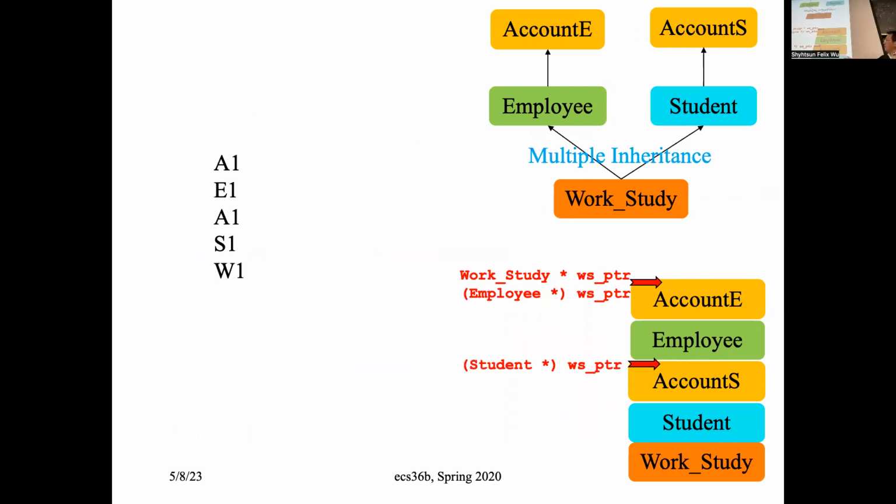So for multiple inheritance, the layout looks like this. You have a chunk of memory representing work study. You have a chunk of memory for student. You have a chunk of memory for the student's version of account. And then you have a chunk of memory for employee. You have a chunk of memory for the employee version of account. So the memory layout looks like this, one after another. They are compacted together. That is the memory location to host your object, okay? So that's multiple inheritance.